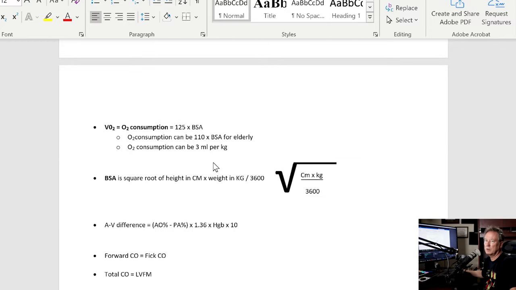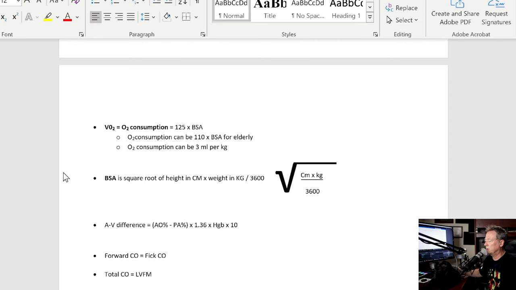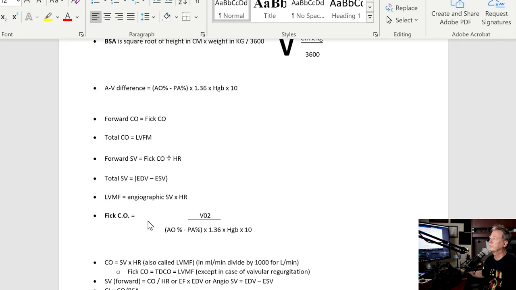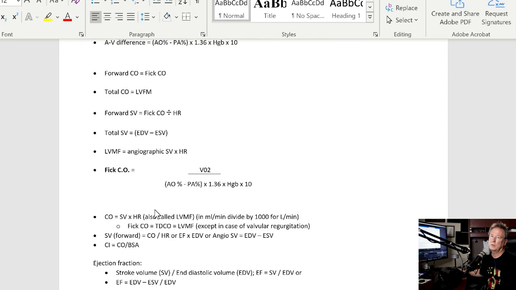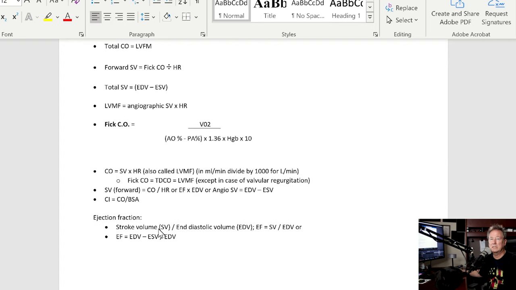O2 consumption, there's a number of different ways, unless you're actually measuring it. That's one of the drawbacks of the Fick cardiac output, that the O2 consumption is estimated. So if you work in a lab where you actually measure it with a Douglas bag, then hey, more power to you. AV difference of forward cardiac output, how to do Fick cardiac output, some breakdown of different ways of looking at angiographic versus forward cardiac output and stroke volume, and different ways of how to calculate ejection fraction.